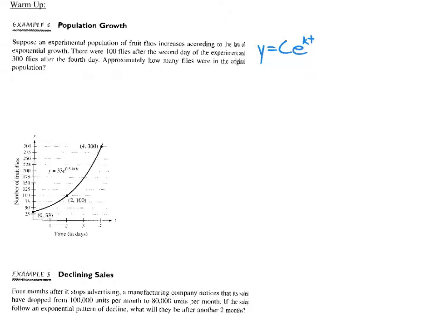C we don't know yet, but then we know the t and y for 2 of the days. T is time. So y is the number of flies, and there were 100 flies after 2 days. So 100 = Ce to the 2k. And there are 300 flies after the fourth day. So that's going to be 300 = Ce to the 4k.